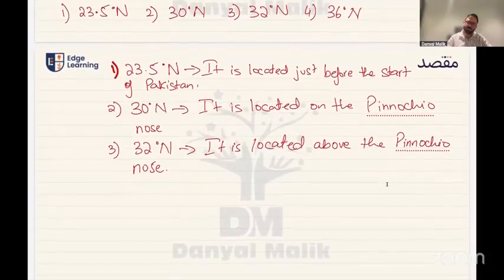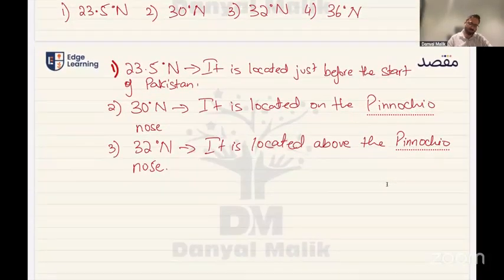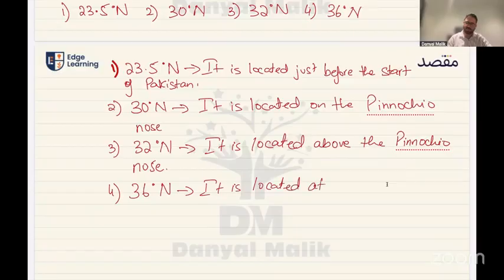Then number 4 is 36 degrees north. For this, we will write down it is located at the end of Pakistan. Where is it located? At the end of Pakistan.